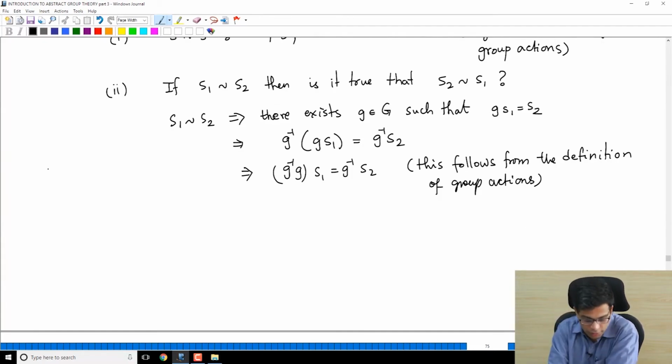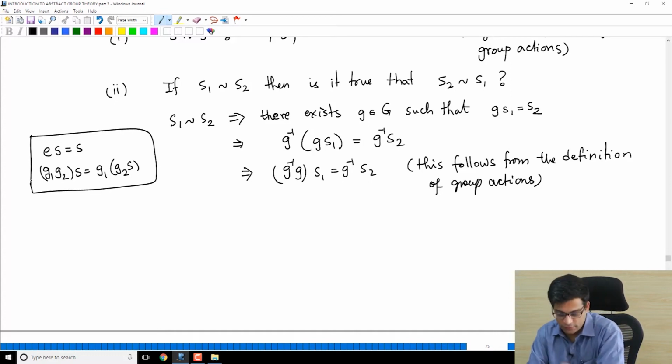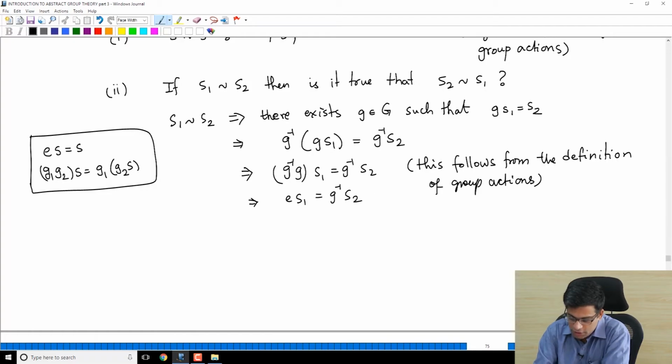What is the definition? Remember, group actions must satisfy two conditions: e s equal to s and (g1 g2) s is g1 (g2 s), right? These are the defining properties of a group action. So g inverse (g s1) is the same as (g inverse g) s1, but g inverse g is e, so that is e s1, but e s1 again by the definition of action is s1. So s1 is equal to g inverse s2. So that means there is a group element such that that element times s2 is s1. So s2 is related to s1, right?